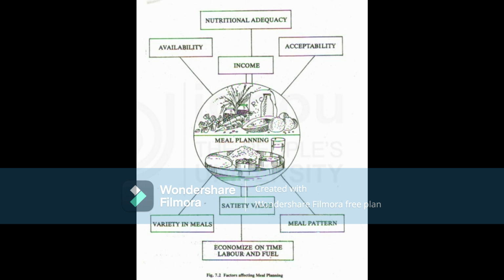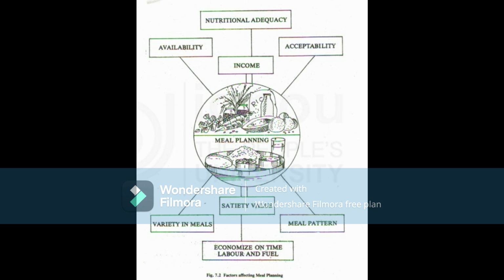Figure 7.2. We begin with nutritional adequacy. Figure 7.2 Factors affecting meal planning. Look at the screen for table content. 1. Nutritional adequacy. The nutritional requirement of the individual to be served is an important consideration in meal planning.